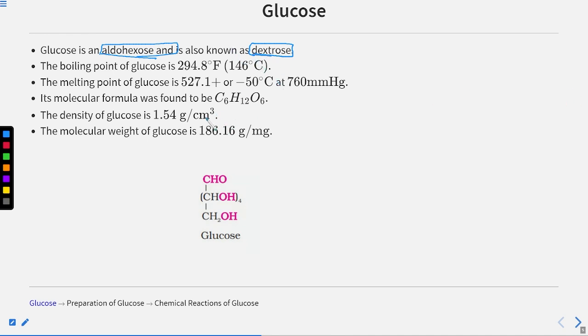Clear? Now what is the boiling point of glucose? It is 294.8 degrees Fahrenheit, and in Celsius it is 146 degrees Celsius.